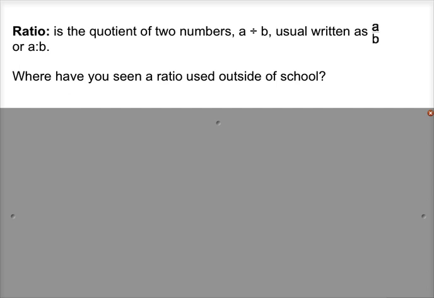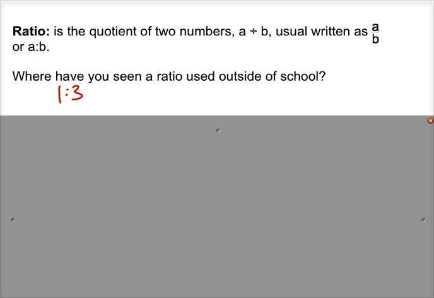Where have you seen a ratio used outside of school? A simple one that you might have seen is if you ever made frozen orange juice from concentrate, sometimes they tell you the ratio is mix 1 can of orange juice to 3 cans of water, so that would be the ratio of 1 to 3. Or in two-cycle engines where you have to mix oil into the gas, they have various ratios depending on the device you're using.